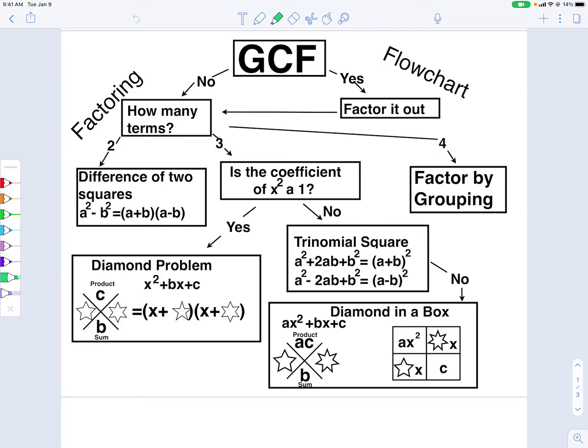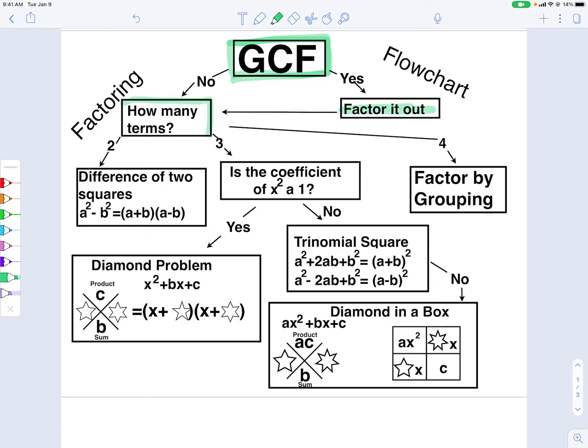So today we're going to factor trinomials where a does not equal 1. So let's go through our factoring flowchart. Before you start any problem, you need to ask yourself, is there a GCF? Is there a number you can divide every single term by, or is there a variable that every single term has in common? If you have a GCF, you have to factor it out first, no matter what.